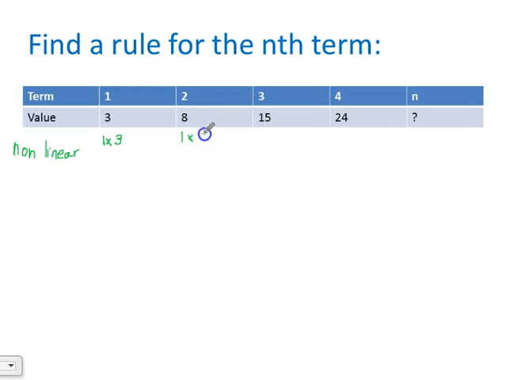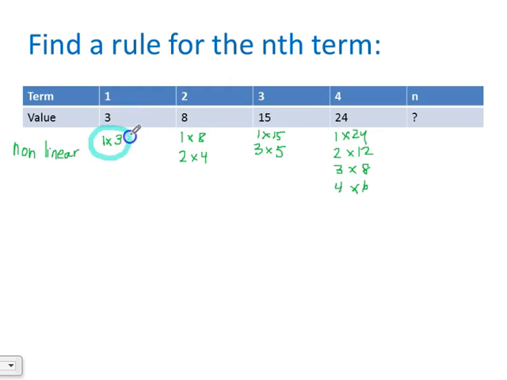What about 8? Well, I know 1 times 8, and then I know 2 times 4 also gives me 8. What about 15? 1 times 15, we've got 3 times 5, and I think that does it for 15. For 24, we've got 1 times 24, 2 times 12, 3 times 8, and 4 times 6. Those are all my factors. Now we want to see if we can find a pattern between our factors.